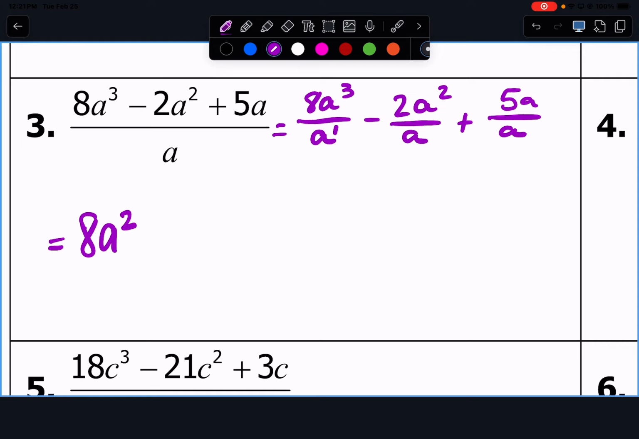And then for negative 2a squared divided by a, we get what? Just negative 2a. And then 5a divided by a? Just 5. That's our answer.